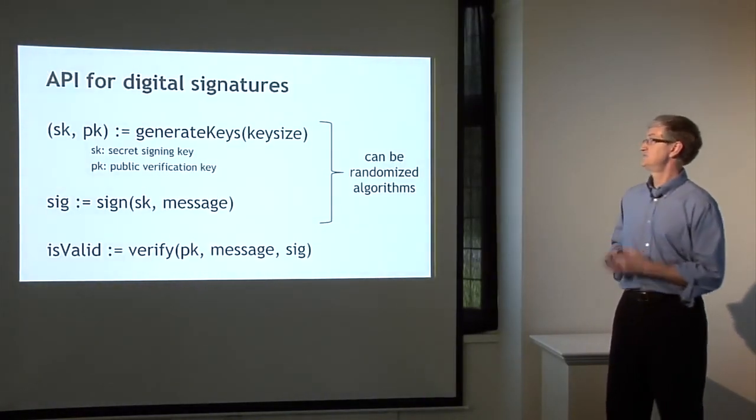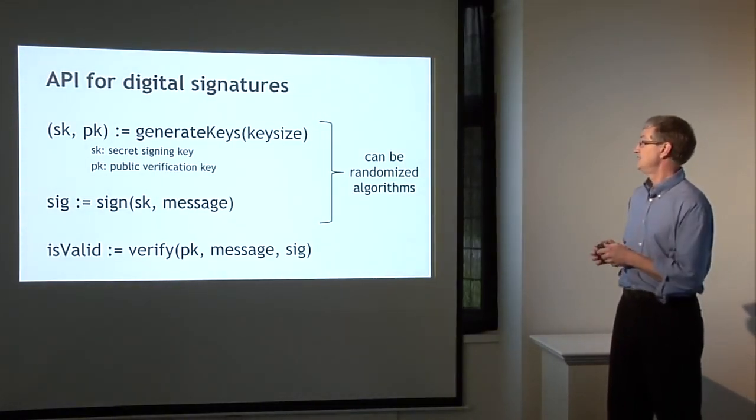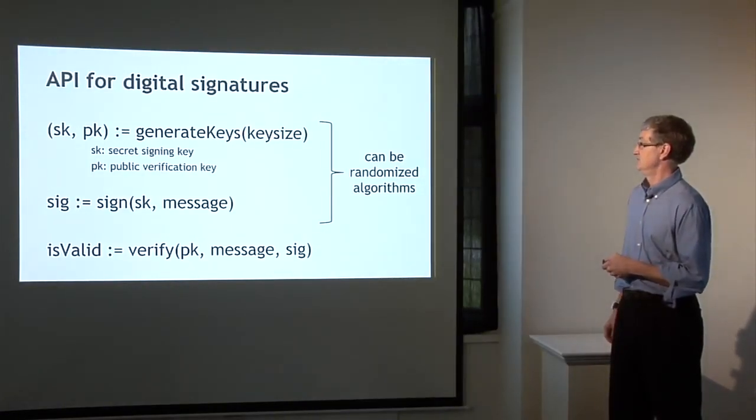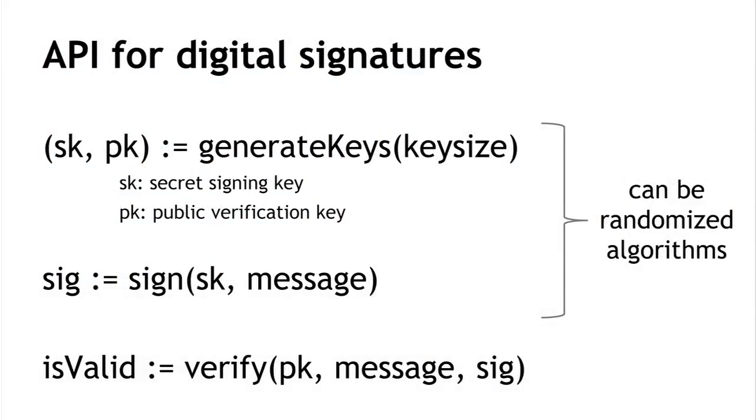So let's get into the nuts and bolts. Here's an API for digital signatures. There are three operations that we need to be able to do. The first one is that, in the beginning, we need to be able to generate keys. So we have a generate keys operation, and we tell it a key size: how big in bits should the keys be? And this produces two keys, SK and PK. SK is a secret signing key. This is information you keep secret that you use for making your signature. And PK is a public verification key that you're going to give to everybody and that anybody can use to verify your signature when they see it.